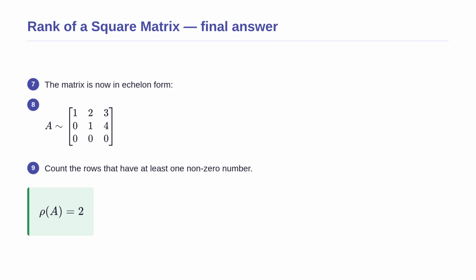This proves it was just a combination of the first two rows all along. To find the rank, we simply count the remaining rows that have at least one non-zero number in them. There are exactly two non-zero rows left. Therefore, the rank of this matrix is 2. Even though it started with 3 rows, it only contained 2 rows worth of unique information.